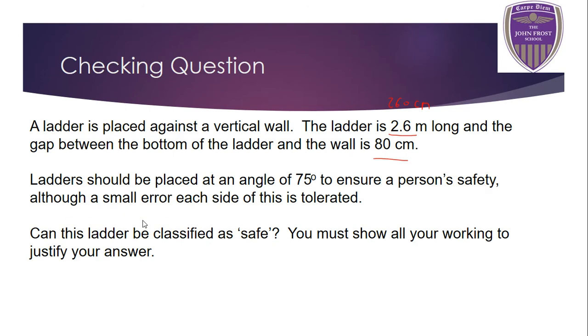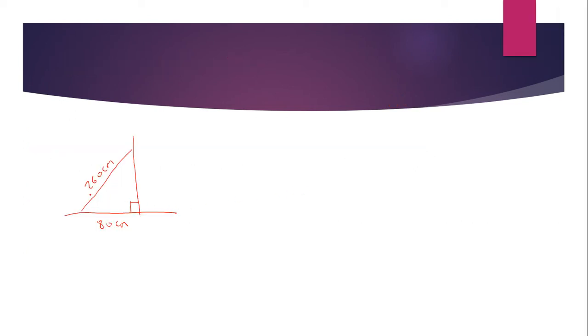And it's saying the angle should be about 75 degrees to be classified as safe. Okay, so I think I'll have to work out this angle here. I'll call it theta, and I'll see how close it is to 75 degrees. So in this triangle, that's H, that's A, and that's O. So as always, SOHCAHTOA. And I have got H, and I've got A. So I'm going to use cos. So cos theta is A over H.